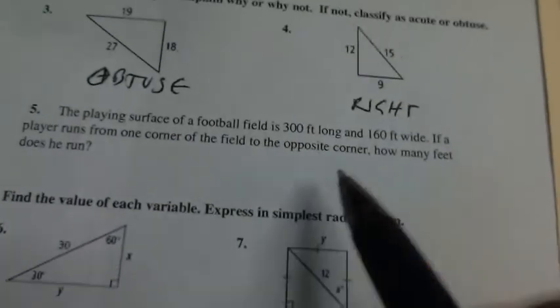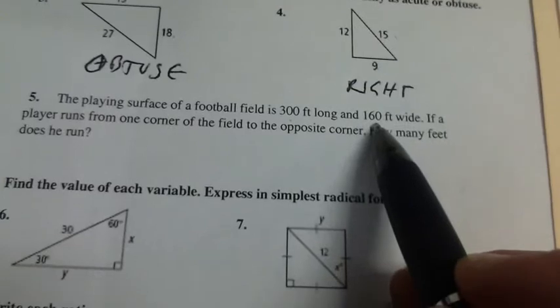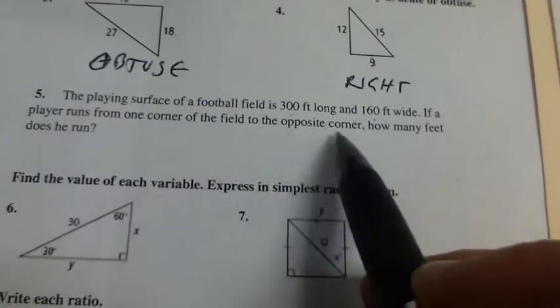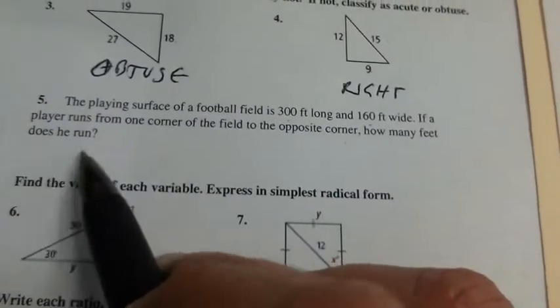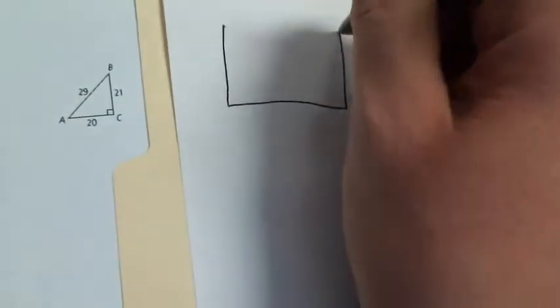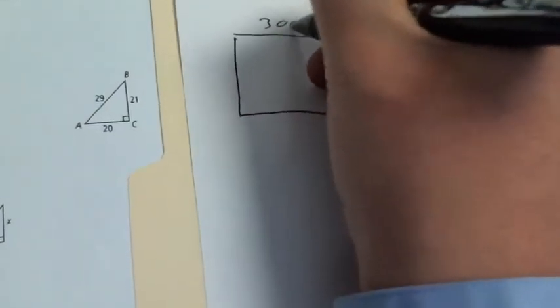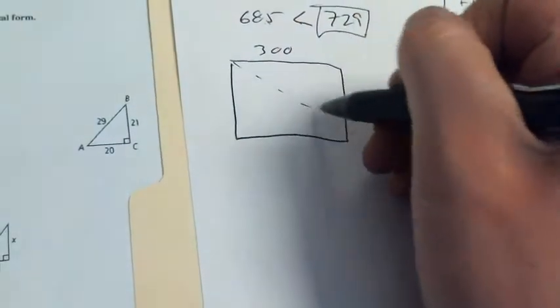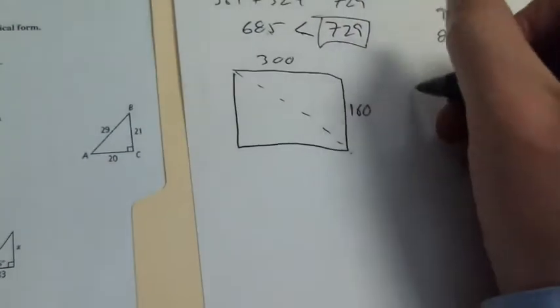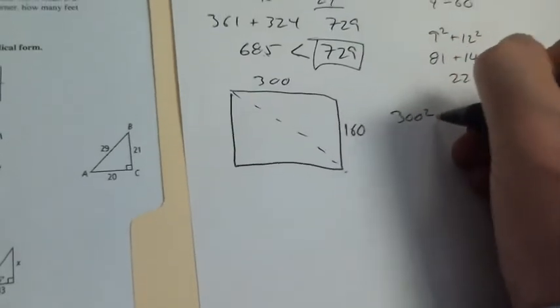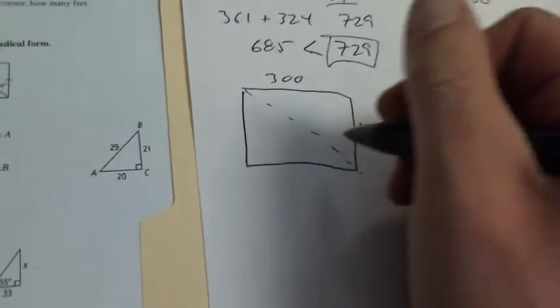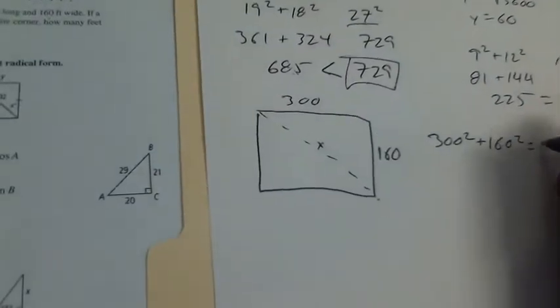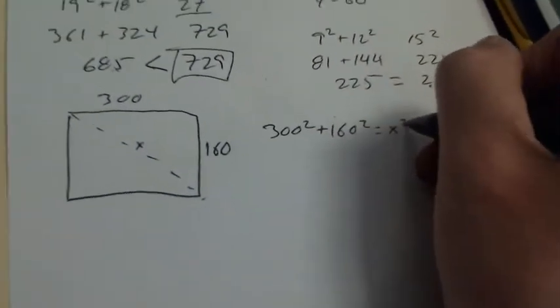Football field is 300 feet long and 180 feet wide. We run from one corner to the other. How many feet do we run? Draw a football field. It is 300 feet long. It is 160 feet wide. Run from one corner to the other. 300 squared plus 160 squared. All this is x. This is x squared.